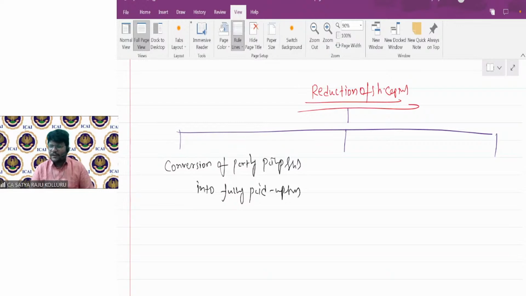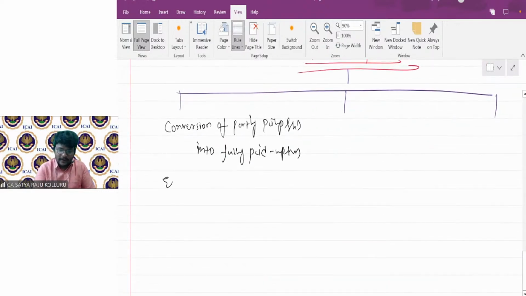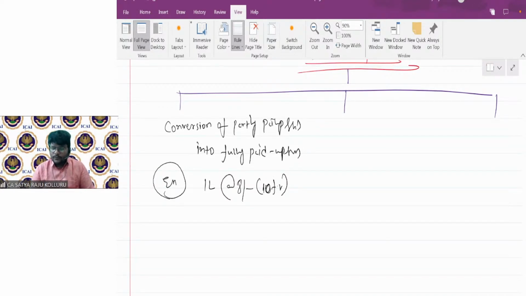But how is it a reduction of share capital, sir? I'll give you an example for your understanding. Let us assume a company has 1 lakh equity shares at 10 rupees face value, of which 8 rupees was paid up. The company will not call the remaining 2 rupees in future. They just try to convert the partly paid up shares into fully paid up shares. Now the 1 lakh equity shares are converted to 8 rupees, and the face value is also 8 rupees only.